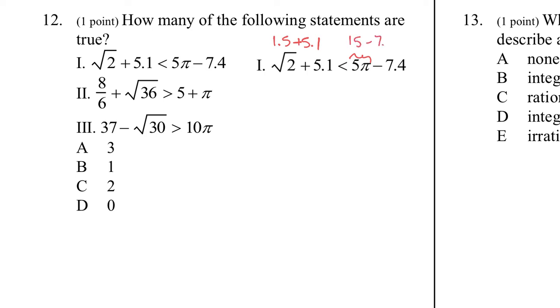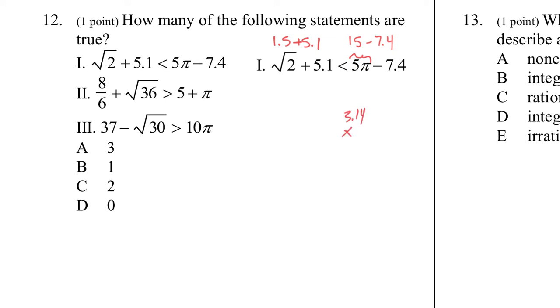15 minus 7.4. Ooh, this could get a little close, couldn't it? 15 minus 7.4. I can't think off the top of my head. 6? 6.4? Ooh. Oh, this is a little tight, isn't it? Okay. All right. So I'm going to have to get a little bit precise here.